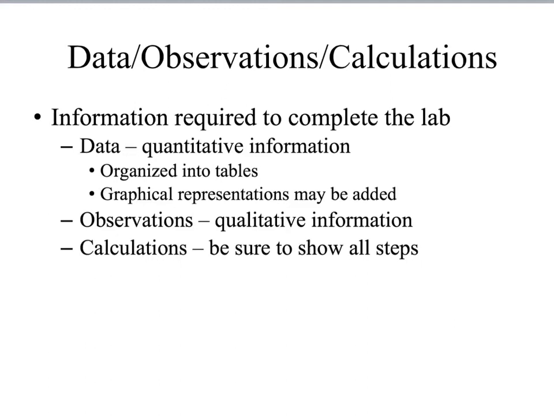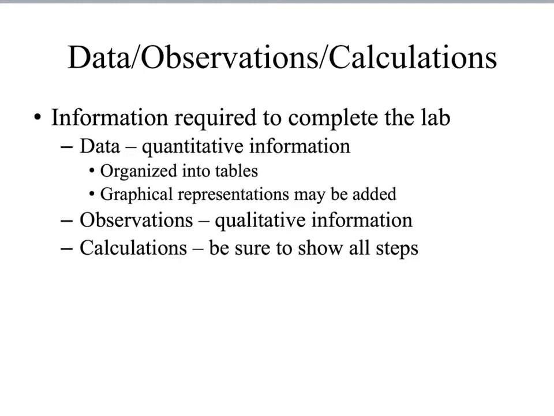Data, observations, and calculations. I used to have this as 2 sections, but I decided it made more sense if everything was mashed together. The biggest reason is because data should always be organized into charts or data tables. So basically there's 3 things that are going to be required to complete the lab. Your data, which is your quantitative information. You should organize it into tables, and then if you need to use graphical representations such as graphs, that can be added as well. Your observations are your qualitative information.